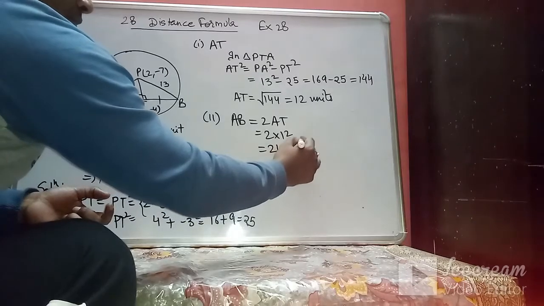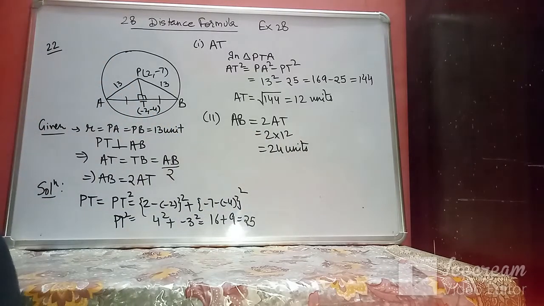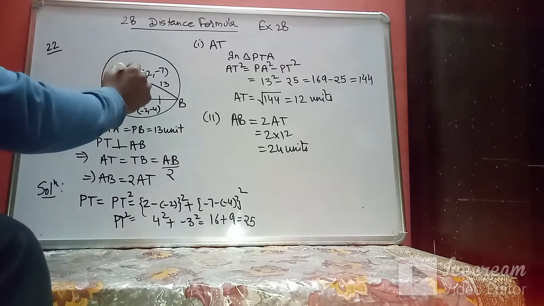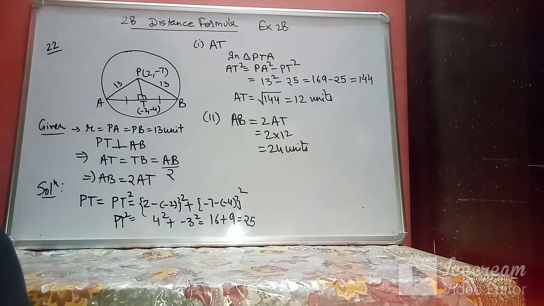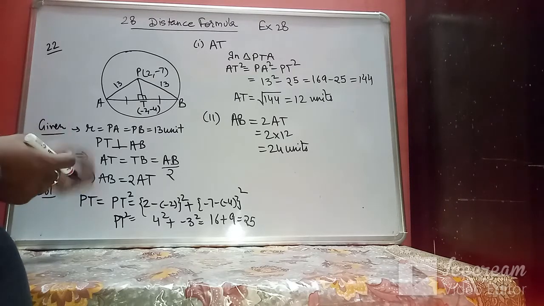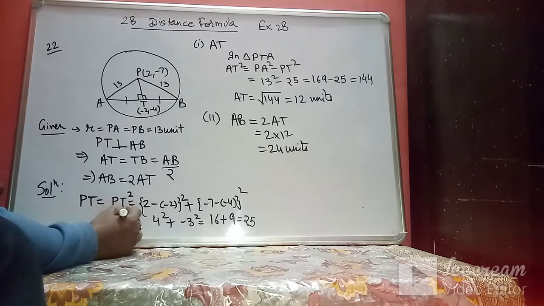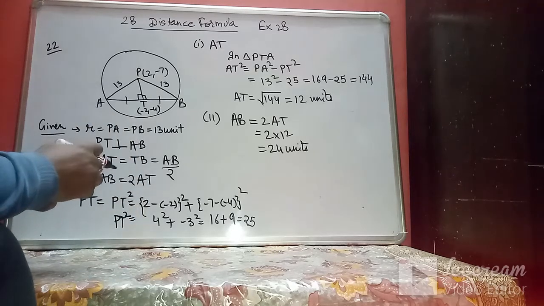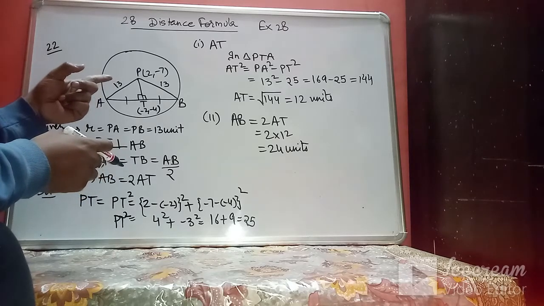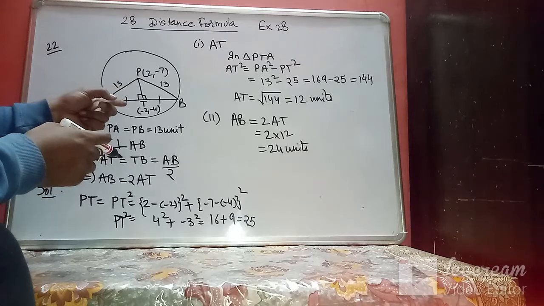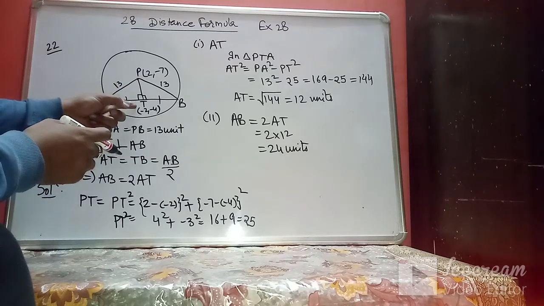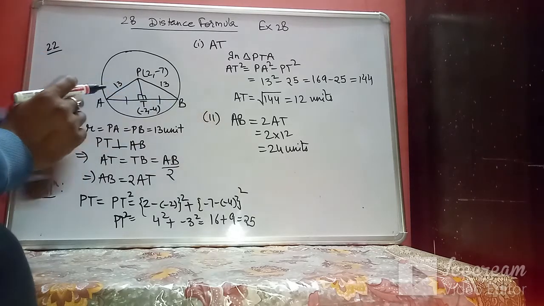So what is AB? AB will be twice AT, that is 2 into 12, 24 units. So in this question we have used the property of circle, that a perpendicular drop from the center of the circle always bisects the chord. Then we found the value of PT square, and from that value we used in triangle PTA the Pythagoras theorem. We found out the value of AT, and after finding the AT we found the value of AB as 2 into AT.